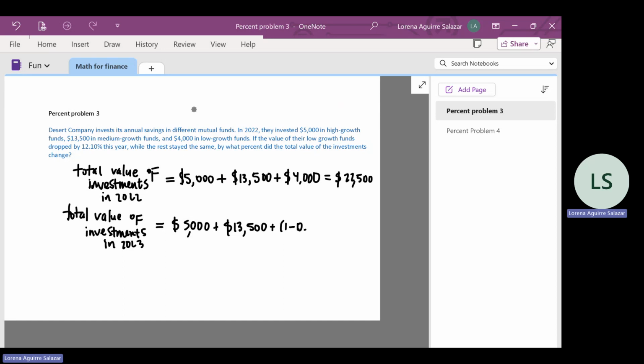We go to decimal representation. We go 1 minus 0.121 times $4,000. That amount will give us the total value of investments in 2023.